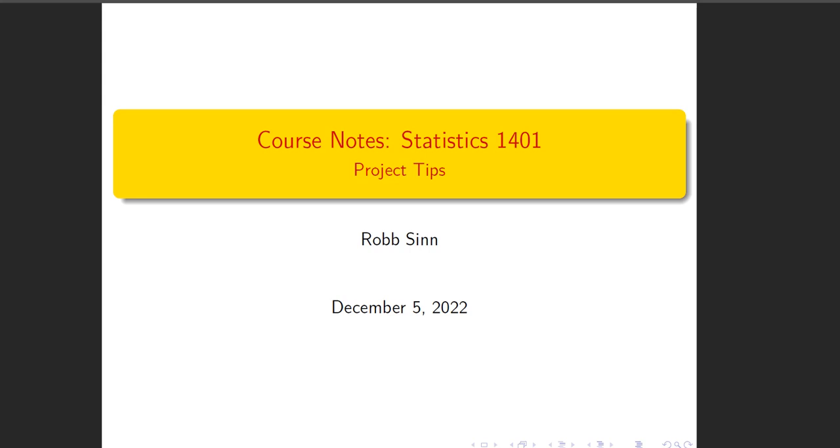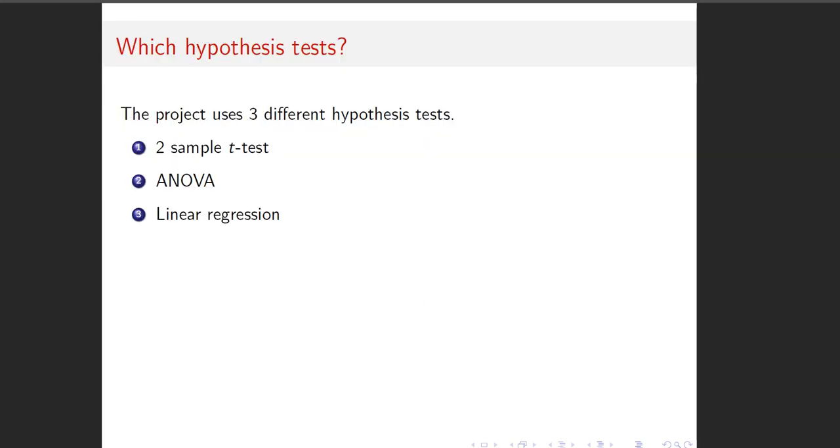Good morning. This video is going to be about the project. So hopefully I can give you some tips in the next few minutes that will help you as you go forward with the project. The first thing I want to say is that there are only three different hypothesis tests that we use on the project. We use the two-sample t-test, and we use ANOVA, and we use linear regression.